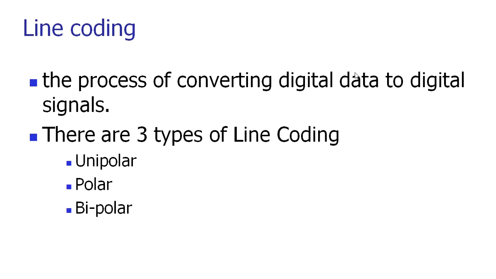Here, line coding is a process of interpretation, converting digital data into digital only by applying some methodologies. There are three methodologies here: unipolar, polar and bipolar. We will see each of these in detail in the coming slides.